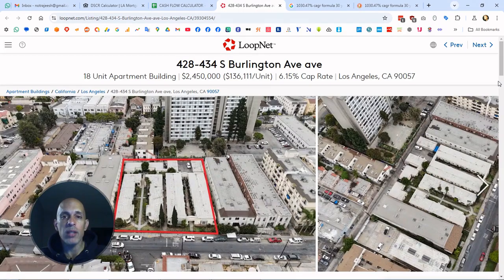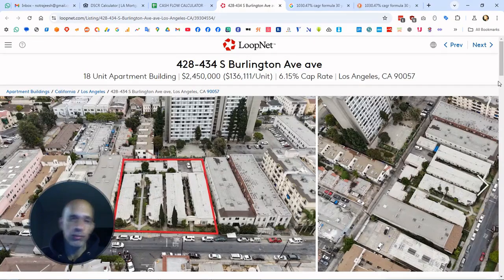Hey, my name's Rajesh. I'm a direct lender based in Los Angeles, and today we'll be looking at how to turn $953,000 into $15 million over 40 years.